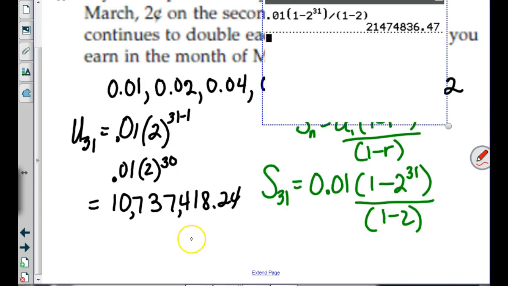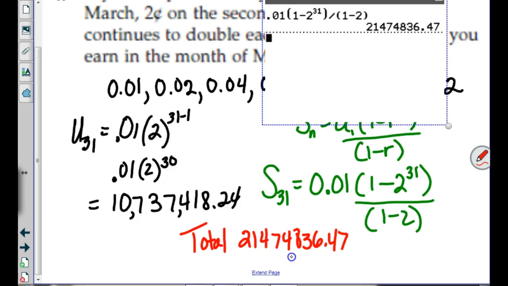So we wound up with our total income for the month was 214,748,3647. $21 million. Did you divide it by negative 1? Did you close the parentheses in the right spots?